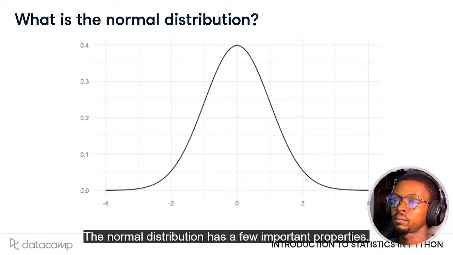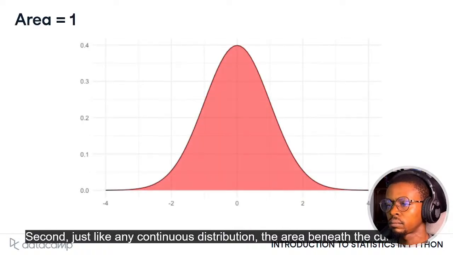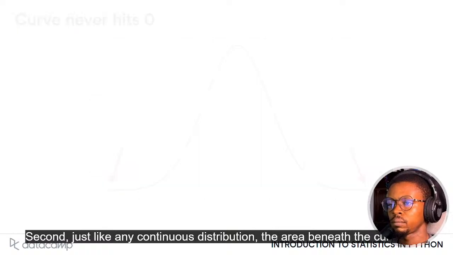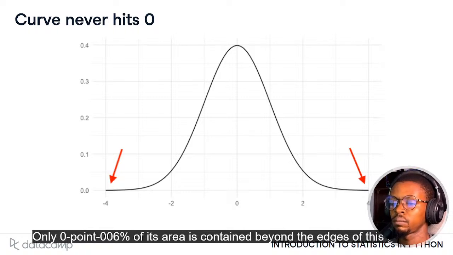The normal distribution has a few important properties. First, it's symmetrical, so the left side is a mirror image of the right. Second, just like any continuous distribution, the area beneath the curve is 1. Third, the probability never hits 0, even if it looks like it does at the tail ends. Only 0.006% of its area is contained beyond the edges of this graph.